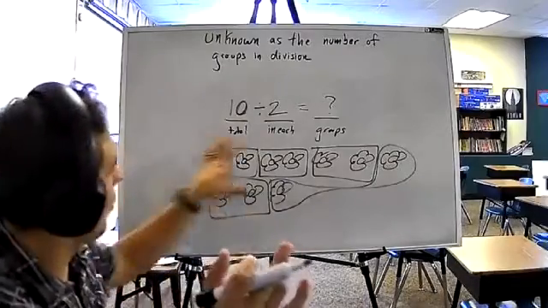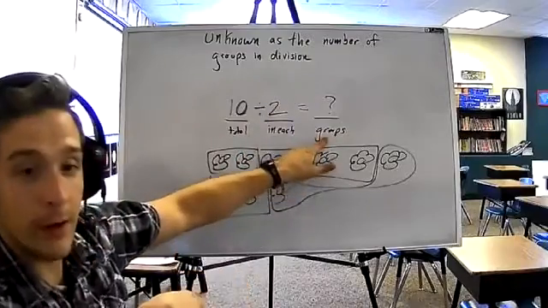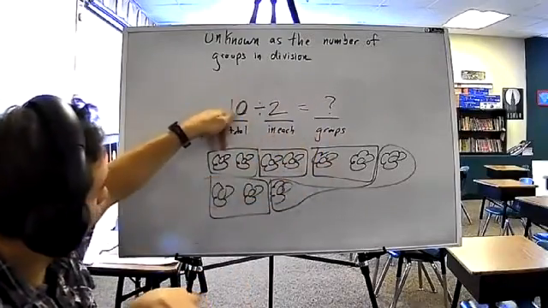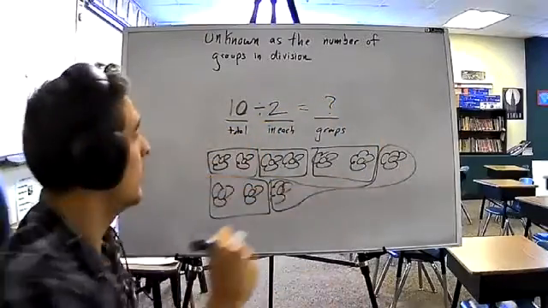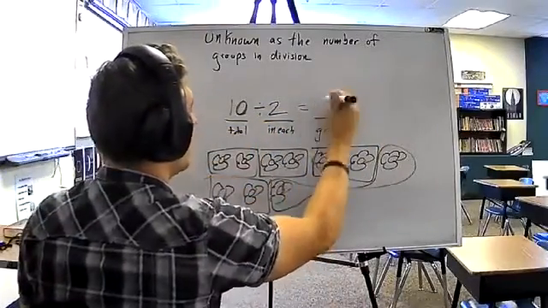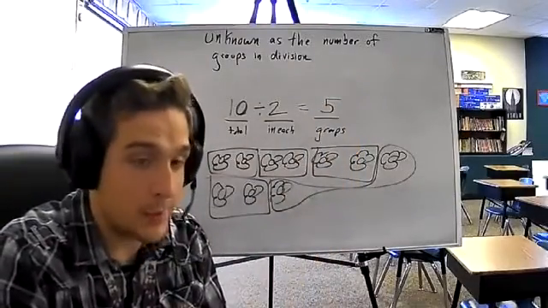Now I have a total of 10 put into groups of 2. Now we can find out how many groups there are. There are 1, 2, 3, 4, 5. So our answer here would be 5. Now, that's the primary idea of this one.